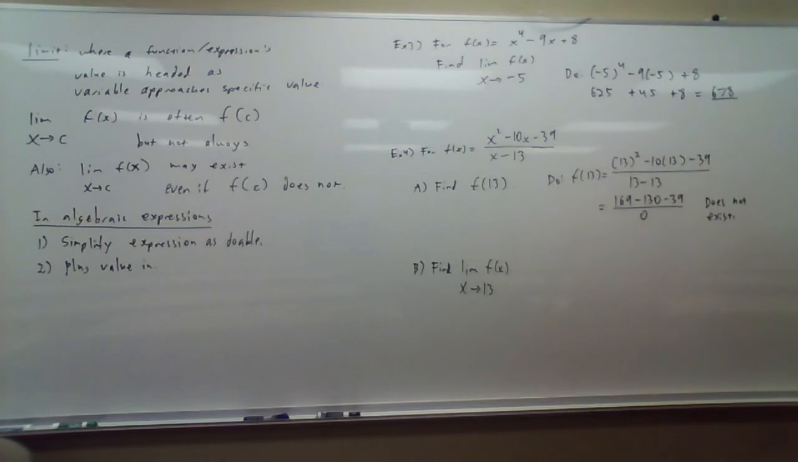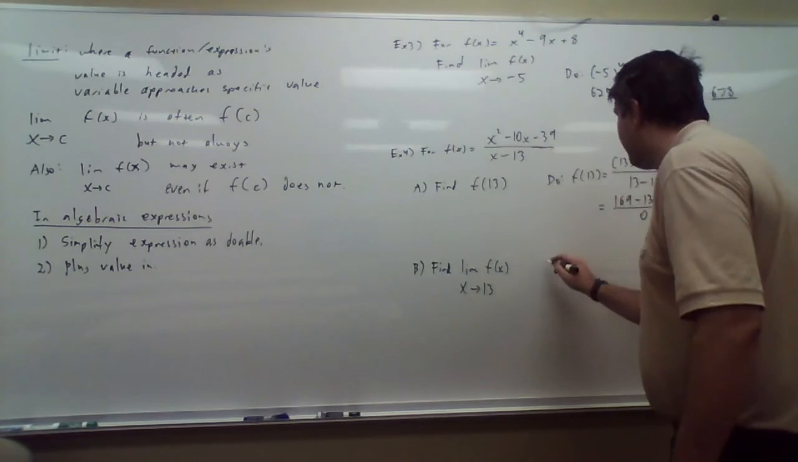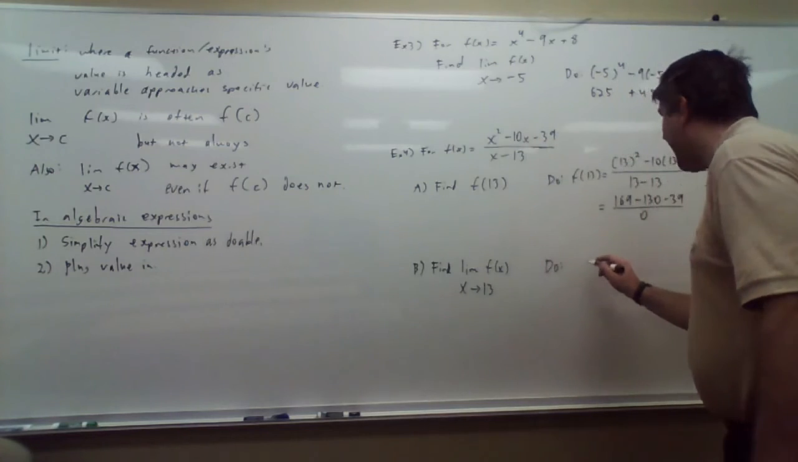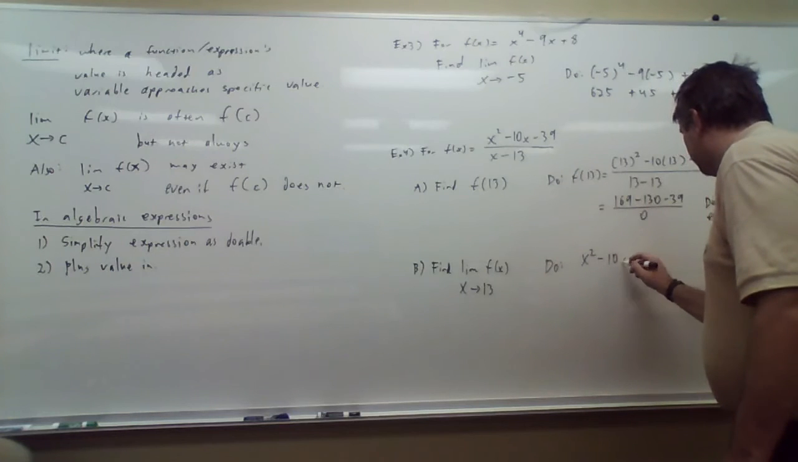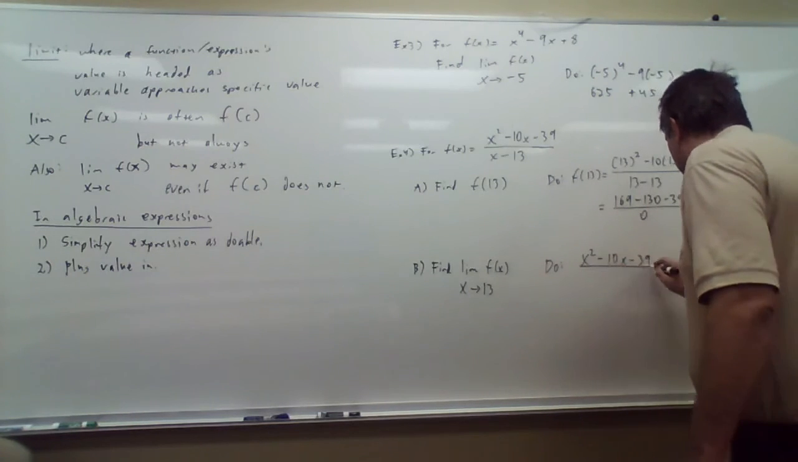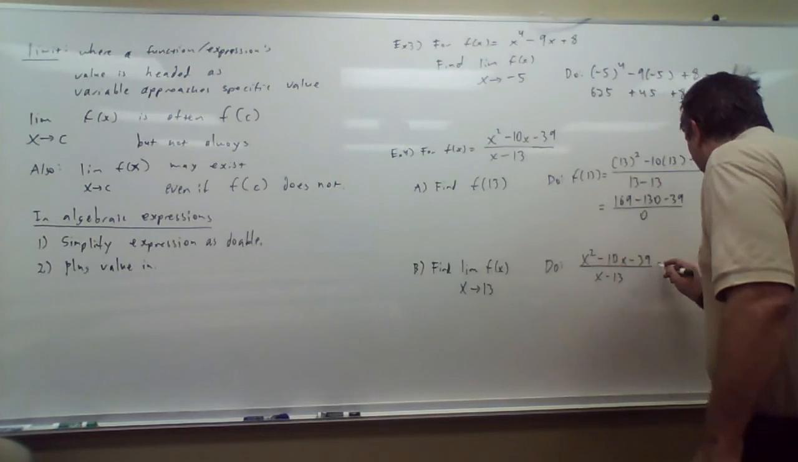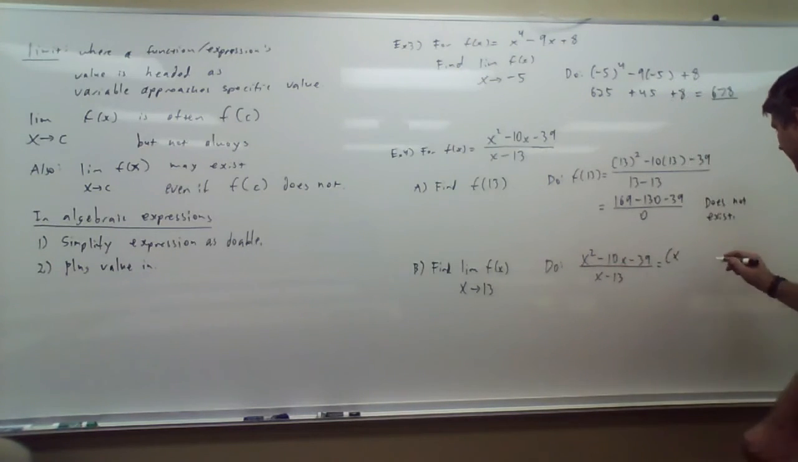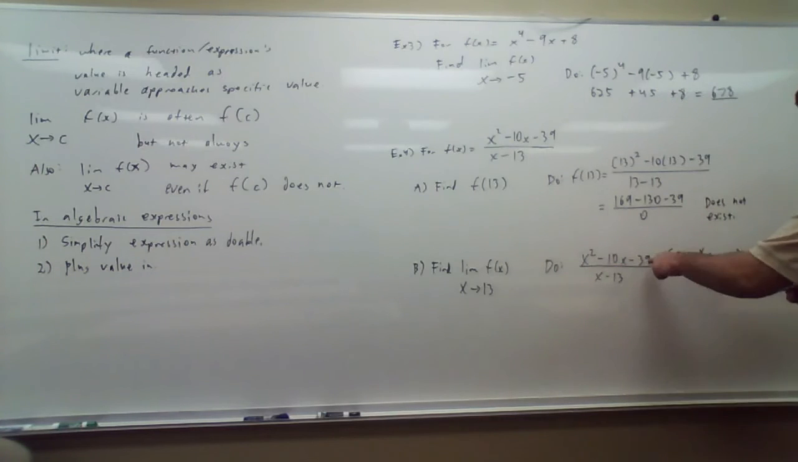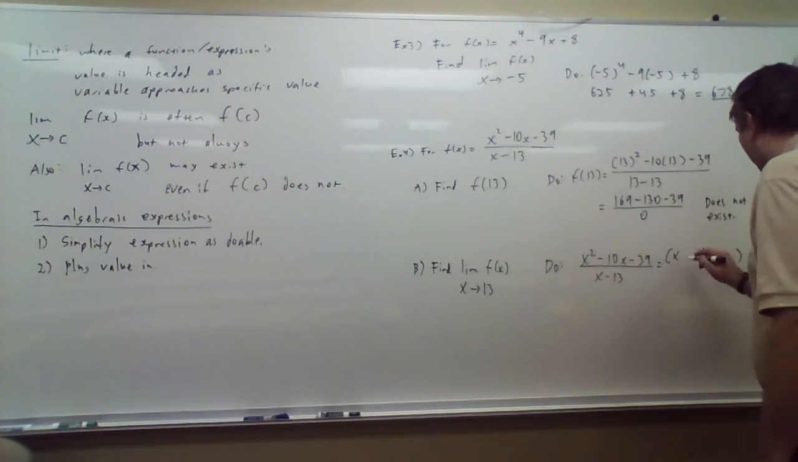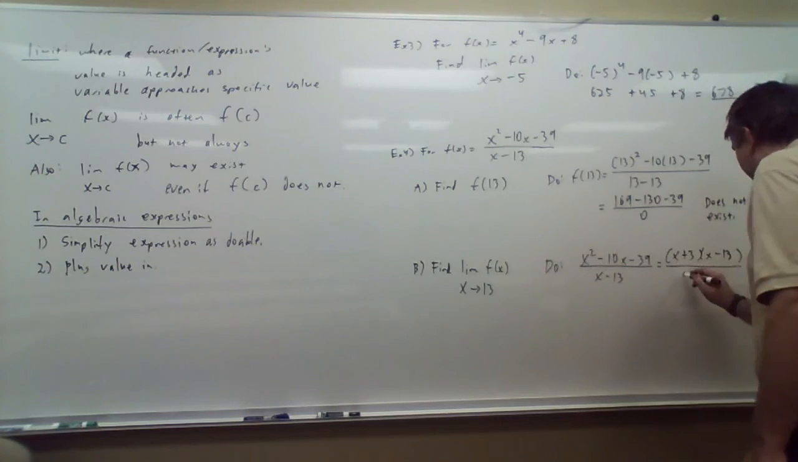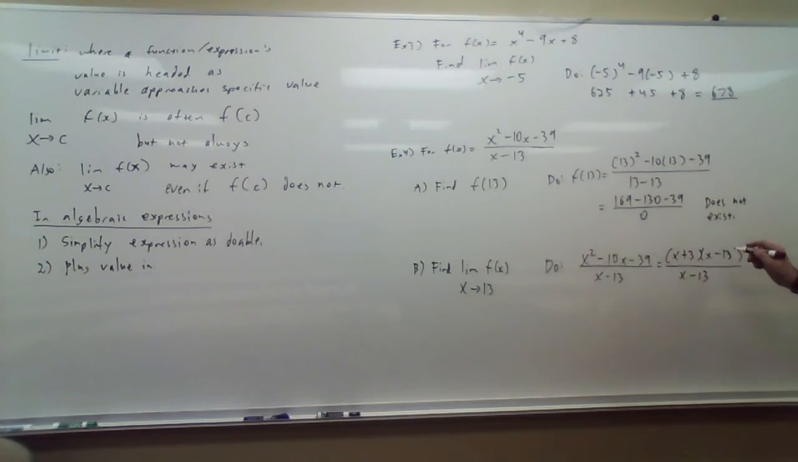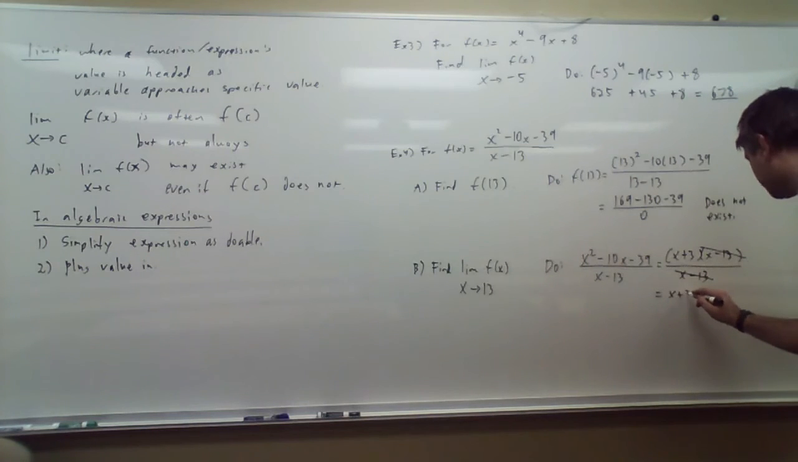Now, let's talk about something else. Let's say I want the limit of this function as x approaches 13. Well, the first thing I have to do is I have to simplify this. The top factors as x and x. Two factors of negative 39 that add to negative 10 are positive 3 and negative 13. And over x minus 13. These x minus 13s will cancel, and this will just leave me x plus 3.